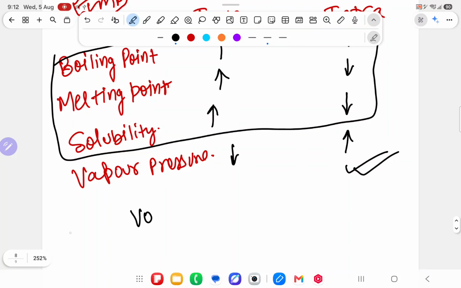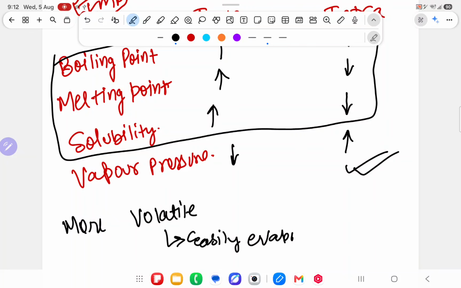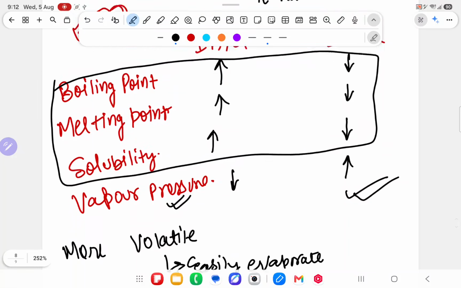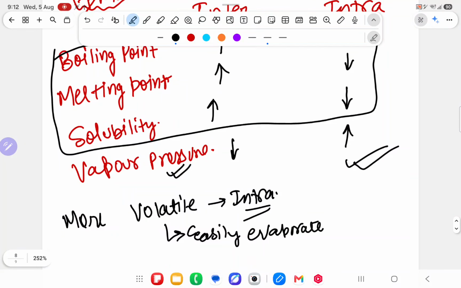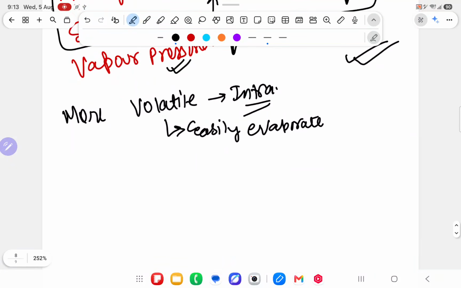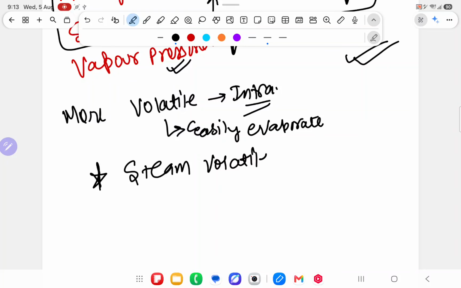Sometimes they will ask which one is more volatile. Volatile means easily evaporating, and the one with more vapor pressure is intra. So intra is more volatile than inter. If a question asks which is more volatile, check which one is forming an intramolecular hydrogen bond; that is more volatile. It can also be written as steam volatile, so don't get confused. Intra is steam volatile.